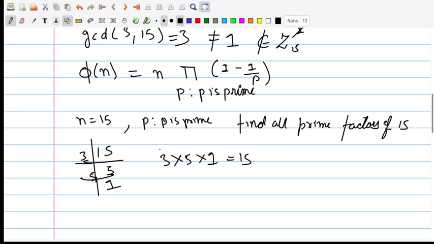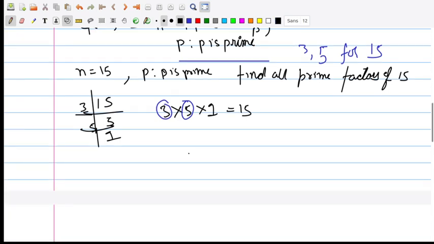What are the prime factors here? These are the prime factors, right? This is a prime factor, this is a prime factor. So the prime factors, when we say p is prime, are basically 3 and 5 for 15, right? So now let us plug these values into the equation and try to find out the value of phi n.